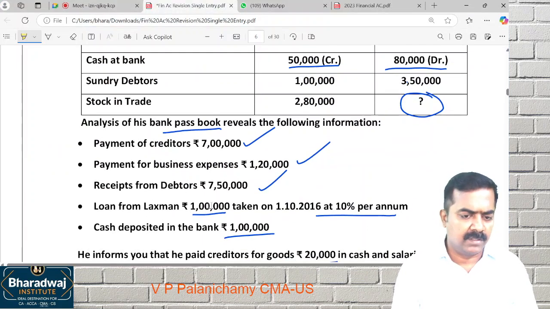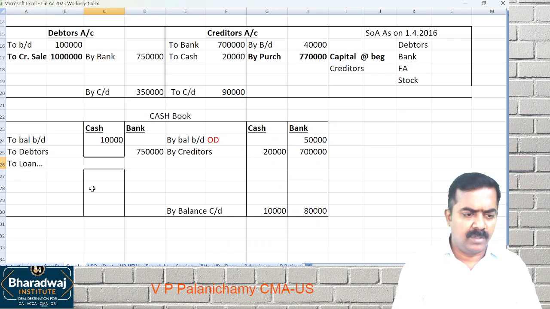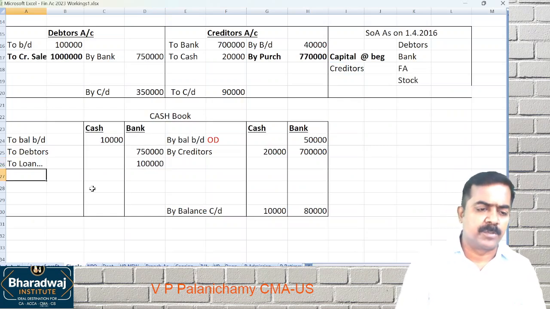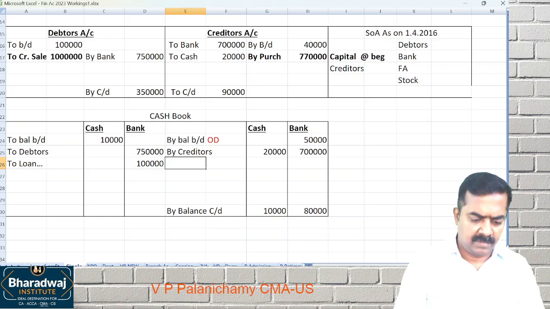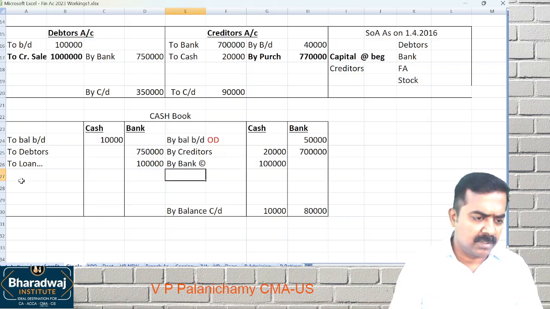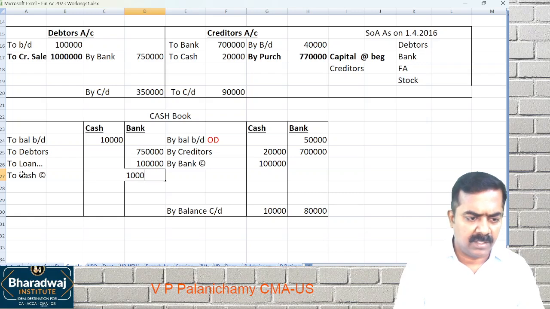Loan from Lakshman. Loan taken, not given. Loan taken 1 lakh. Cash deposited in bank. How will the entry be posted? By bank, contra entry in the cash column 1 lakh. Credit, what goes out is cash. In the bank column, how much will you record? 1 lakh.